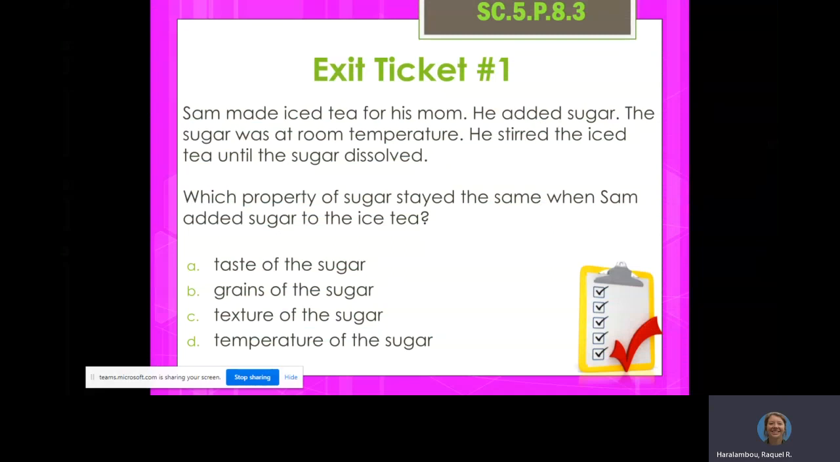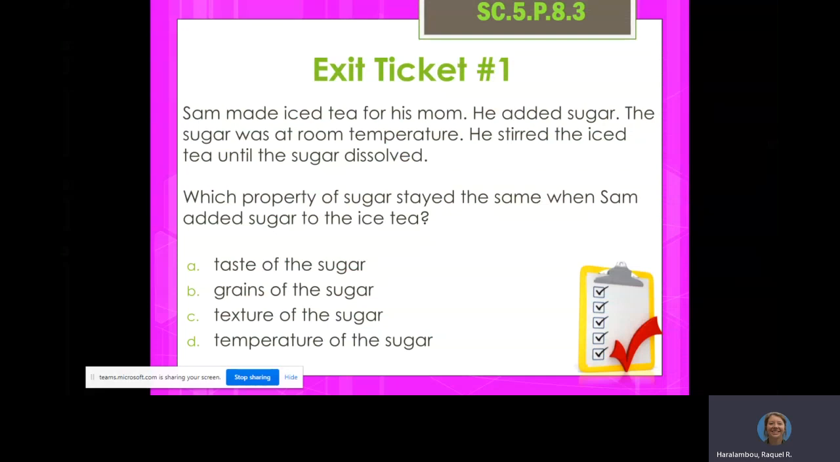Here we go. Sam made iced tea for his mom. He added sugar. The sugar was at room temperature. He stirred the iced tea until the sugar dissolved. Which property of sugar stayed the same when Sam added sugar to the iced tea? A, the taste of the sugar, B, the grains, C, the texture, or D, the temperature. So which one stayed the same?